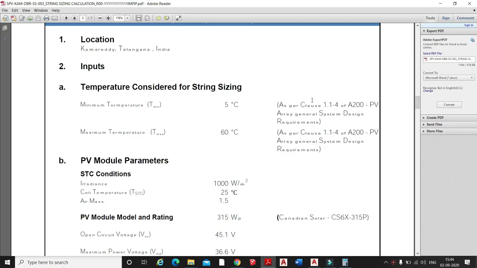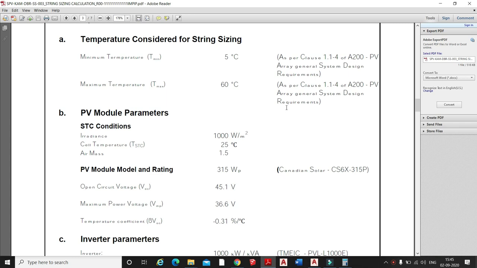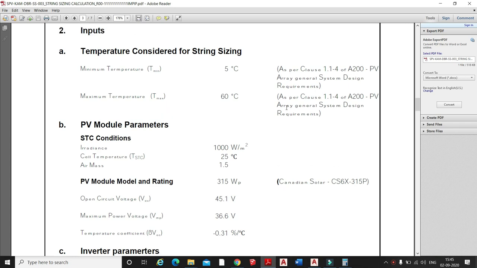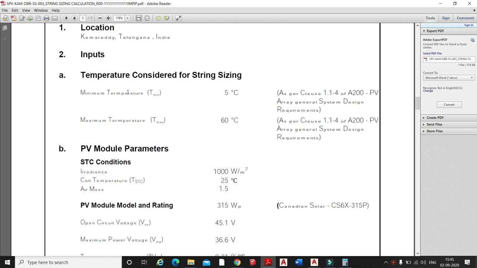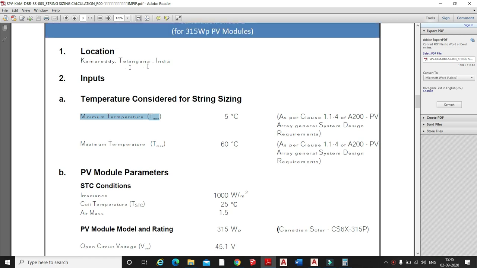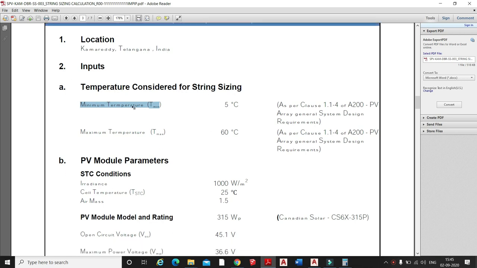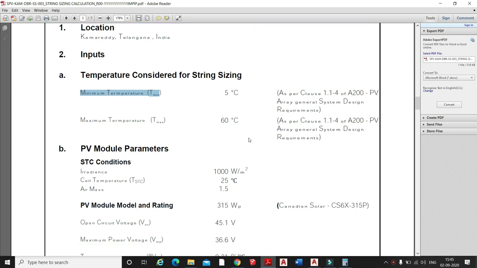So this is the calculation for considering our string sizing. I will explain how we do the string sizing. Before the calculation, we need to know the temperature of the site. First we need to know the minimum temperature, and this calculation is for Telangana, India, where the minimum temperature is 5 degrees and the maximum temperature is 60 degrees.